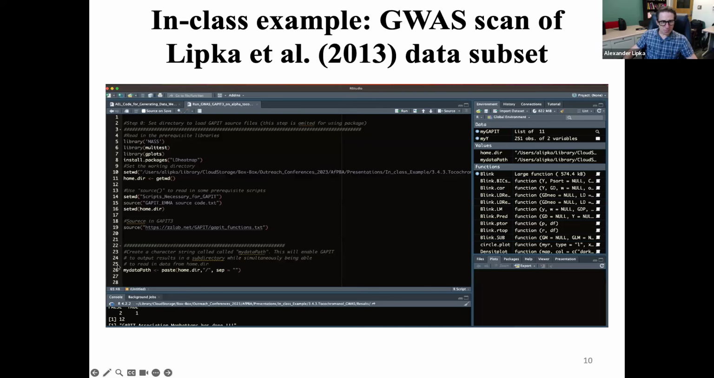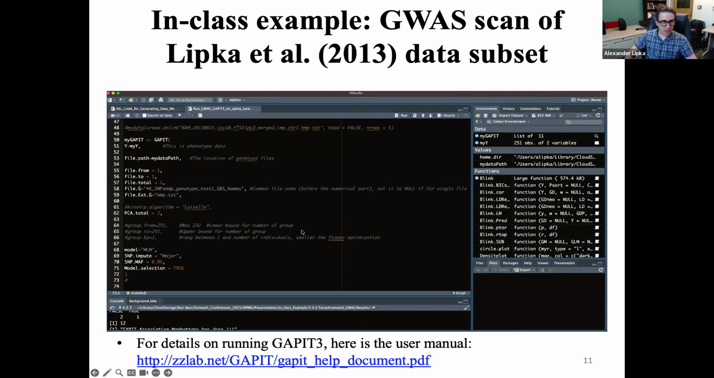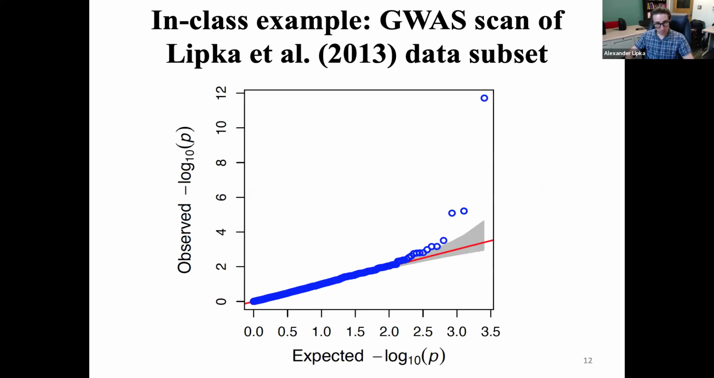So here's a picture of your RStudio workspace for reading in the GWAS file. Here's where you download all your libraries. Here's where you read in scripts. Here's where you source in the GAPIT code from online. And then here's where you actually run the GAPIT code. And once you run all of that, the first thing you're going to get is a folder with a whole bunch of output, right?